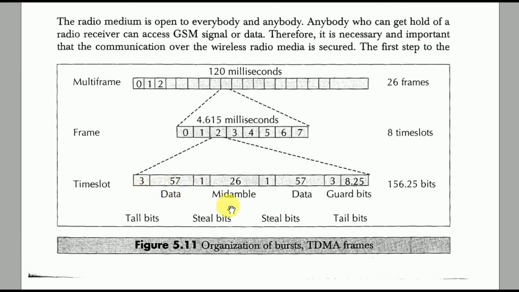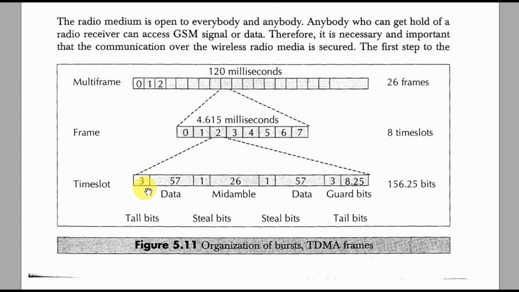Then we have the basic unit, the burst. One time slot of a frame contains one burst period. The first 3 bits of the time slot or burst period are called tail bits. The tail bits are present at the start and end of every time slot, distinguishing one time slot from another. They identify the beginning and end of the burst.